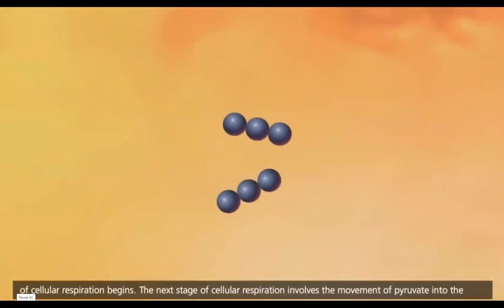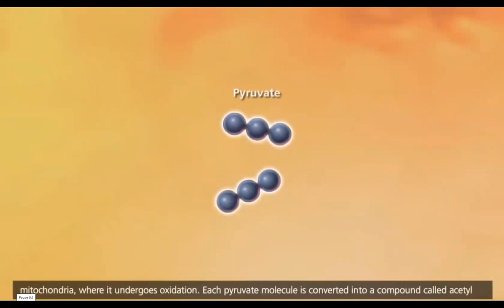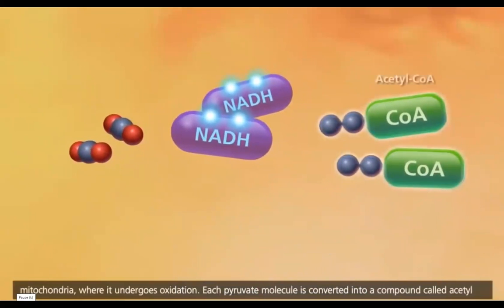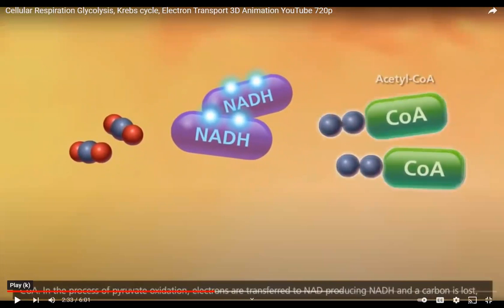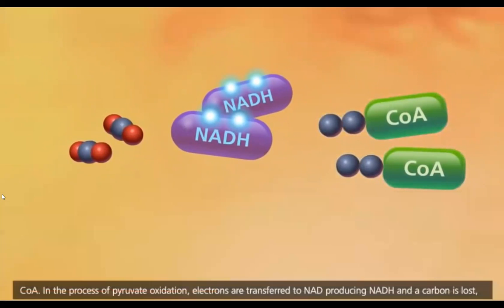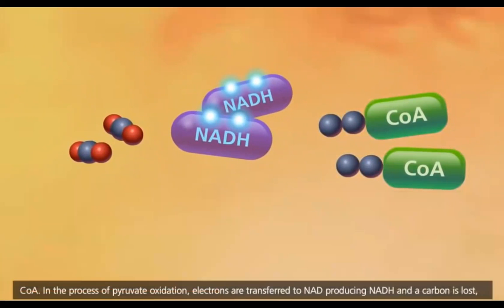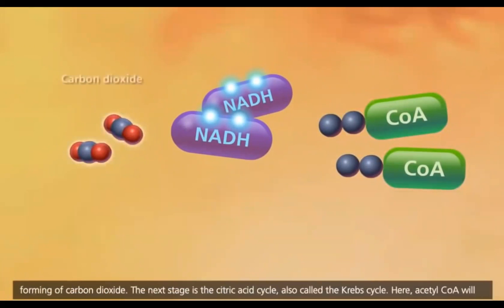The next stage of cellular respiration involves the movement of pyruvate into the mitochondria, where it undergoes oxidation. Each pyruvate molecule is converted into a compound called acetyl-CoA. Okay, so this is her running through the transition reaction. She kind of just does it real quick, okay? There's our carbon dioxides. There's our NADH plus H pluses carrying the electrons. There's our 2 acetyl-CoAs. In the process of pyruvate oxidation, electrons are transferred to NAD, producing NADH, and a carbon is lost, forming carbon dioxide.